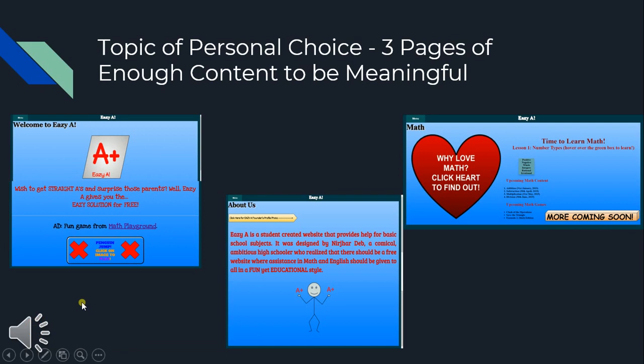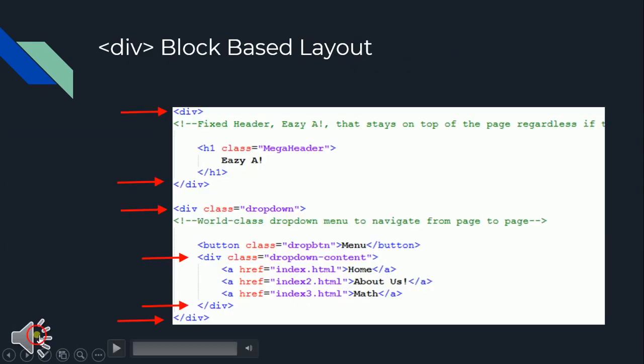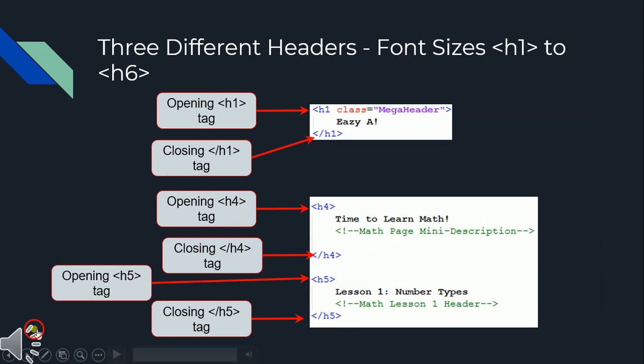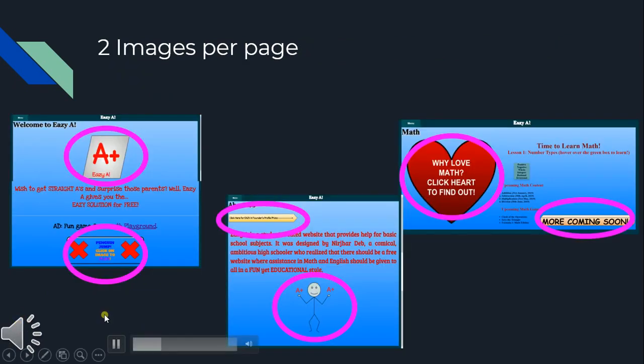I have made 3 awesome pages with lots of meaningful content. As shown here, I have used red arrows to demonstrate how I used a div block layout. As shown here, I have used 3 different header sizes, H1, H4, and H5. I have 2 images per page as the rubric says.